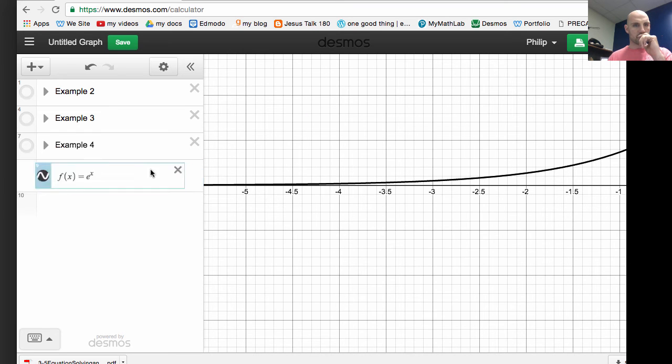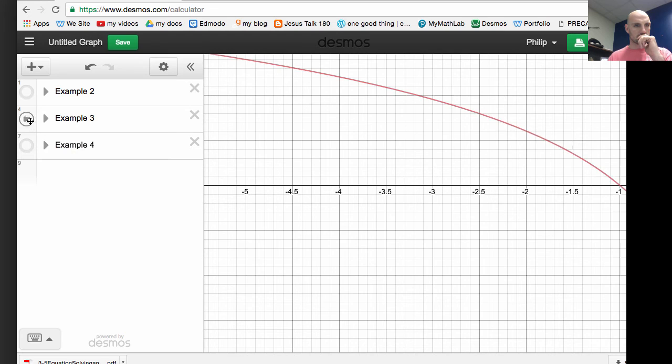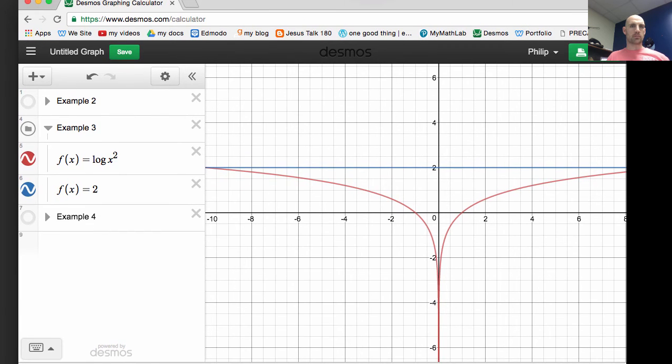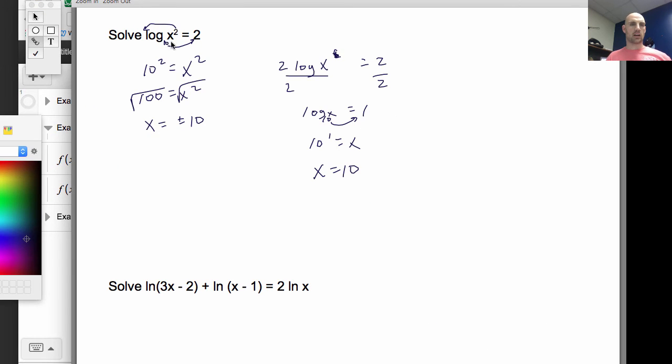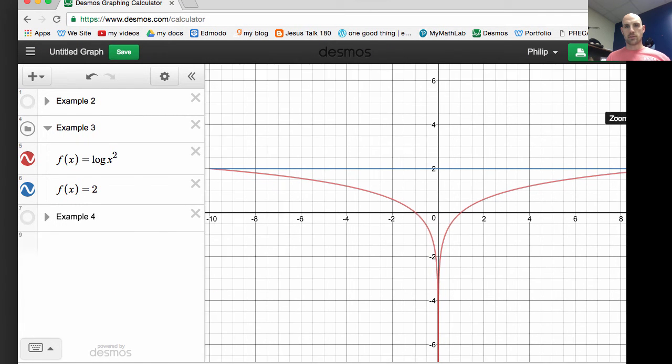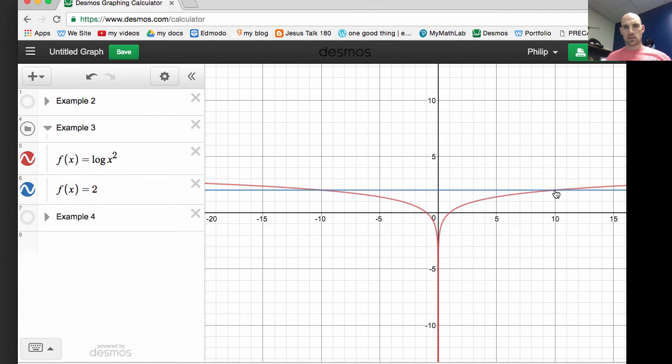For our graph, here's our graph. I'm going to go ahead and zoom back out. Check it out. The red is our log of x squared, and I want to know where it's equal to 2. That was my original problem, you remember? So log of x squared is equal to 2. So check it out. What are my solutions? If I zoom out one, check it out. I've got a solution at 10, 2, but I've also got a solution at negative 10, 2.